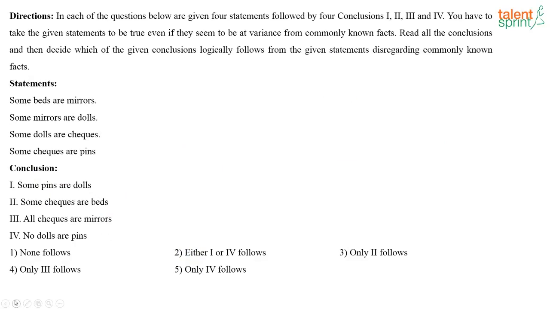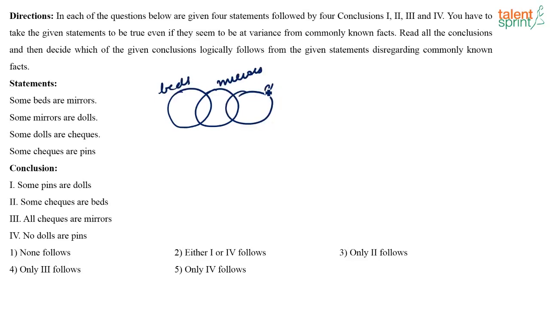Next one. What is given in the statement? Some beds are mirrors. Some mirrors are dolls. Some dolls are checks. And some checks are pins. First conclusion: some dolls are pins. Not a definite conclusion, does not follow.